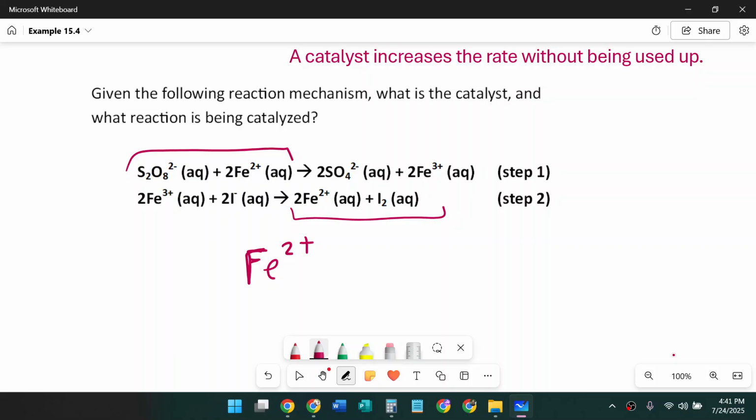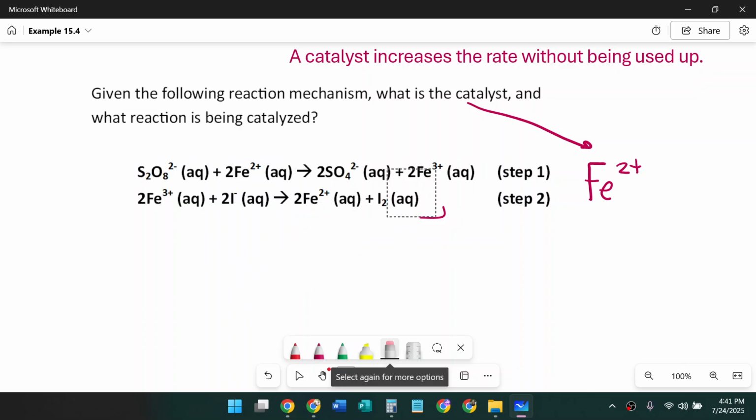Oh, and they wanted the reaction. Let's finish this. I'm going to move my first answer over here. Fe2+ is the catalyst. And then I'm going to erase this extra mess so that I can write the equation. Okay, so let's take out the things that are non-existent there.